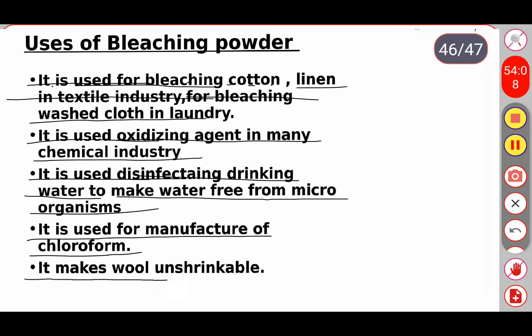Along with the same, bleaching powder is used as a laboratory reagent, and also it is used in the manufacturing of cotton textiles and wool, and in the sterilization of drinking water. Okay, so these are some of the important uses of bleaching powder.